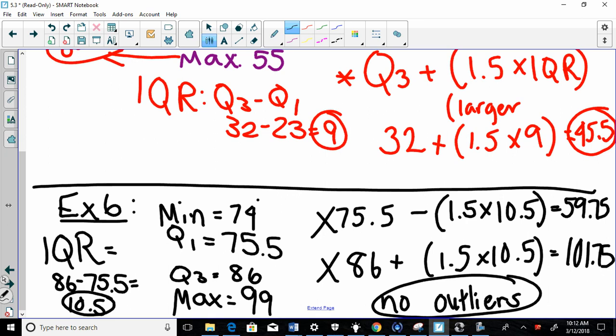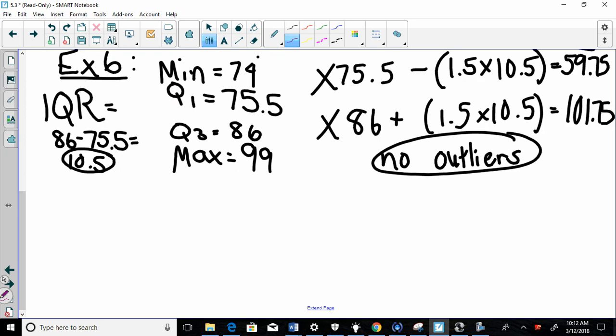All right, try the last one on your own. You can either do it right on your purple sheet, or you can do it on a separate sheet of paper. I'm going to come around and stamp for this. So that's example 7.